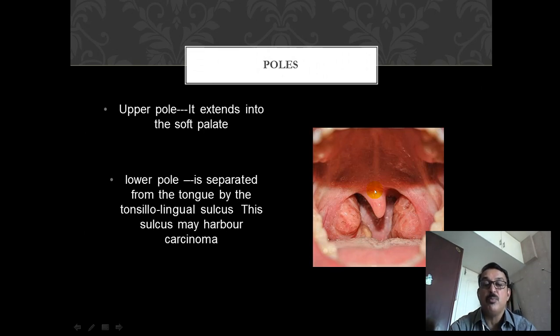The poles: the upper pole extends up to the soft palate, and the lower pole is separated from the tongue by this area, and this is called the tonsillolingual sulcus, and it is supposed to be a site of cancer.